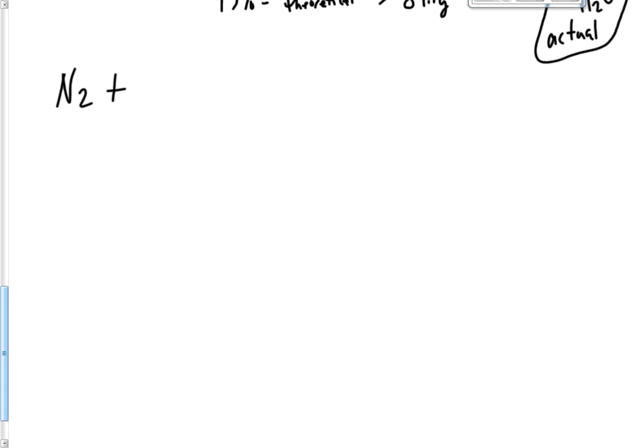Okay, so let's do another example. We'll give you another equation. So say we have N2 plus H2 yields NH3. So again, you need to balance the equation. All right, so there's your balanced equation.